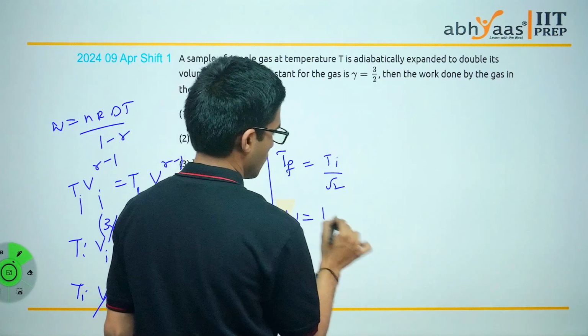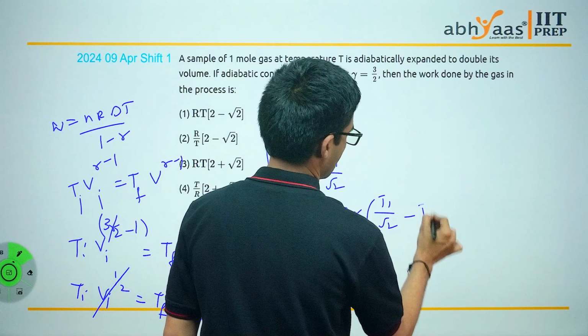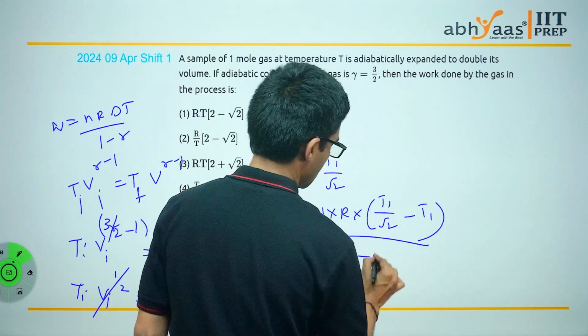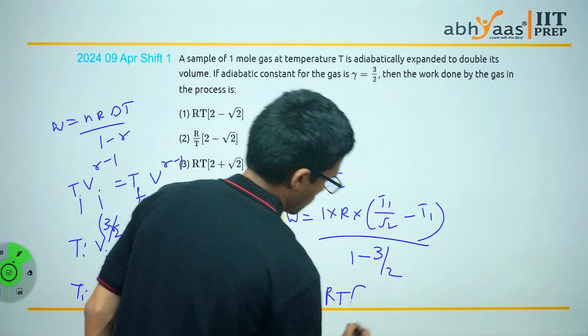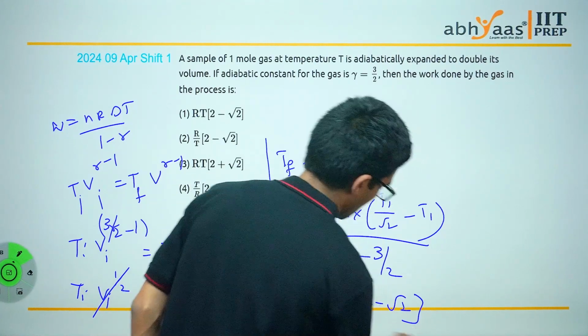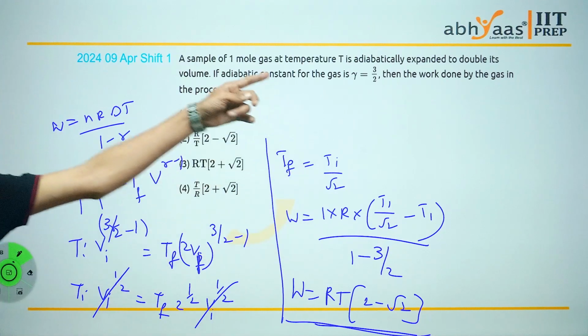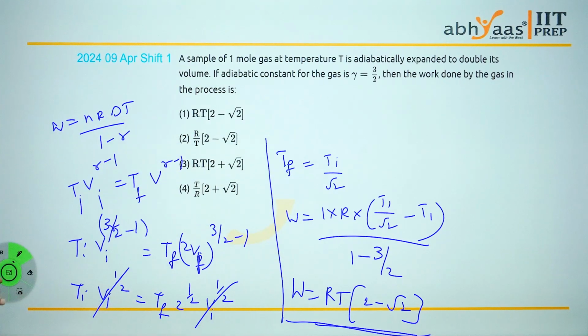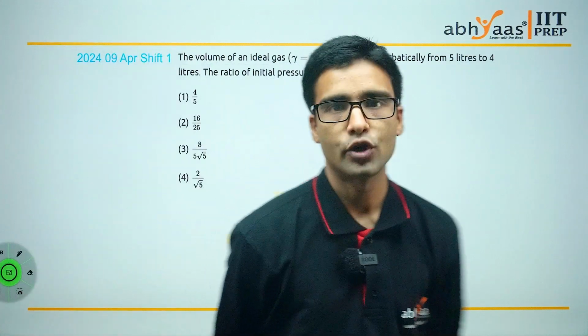Work done is equal to 1 into R into T initial by root 2 minus T initial, divided by 1 minus 3 by 2, that is minus 1 by 2. If we calculate, it is RT into 2 minus root 2. This is the answer: the work done in an adiabatic process if the volume expands to double its original. So just check it. The next one is also related to the adiabatic process.